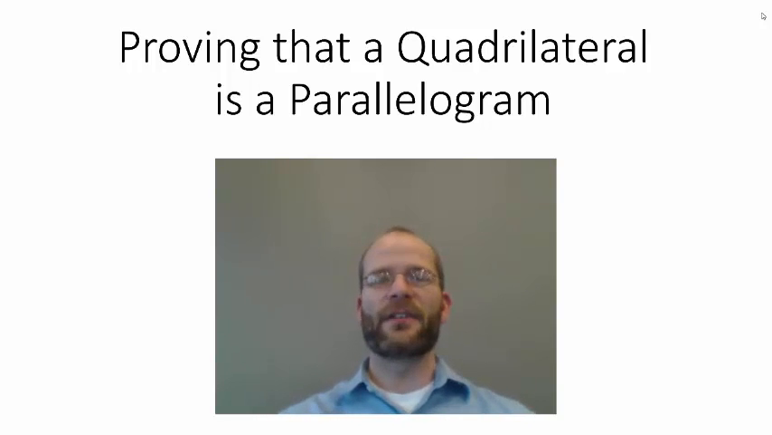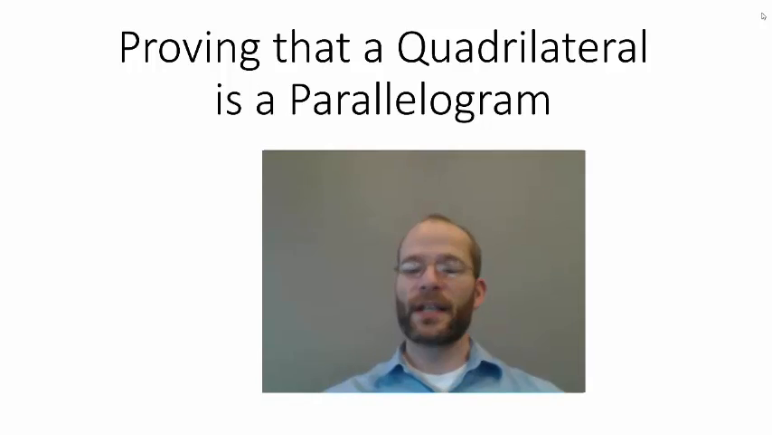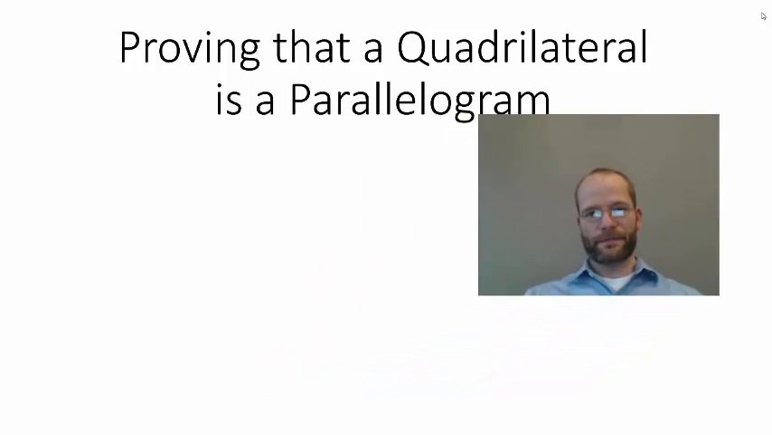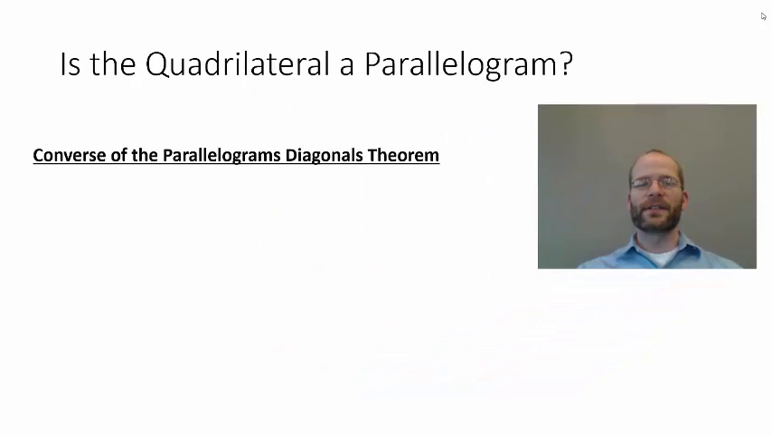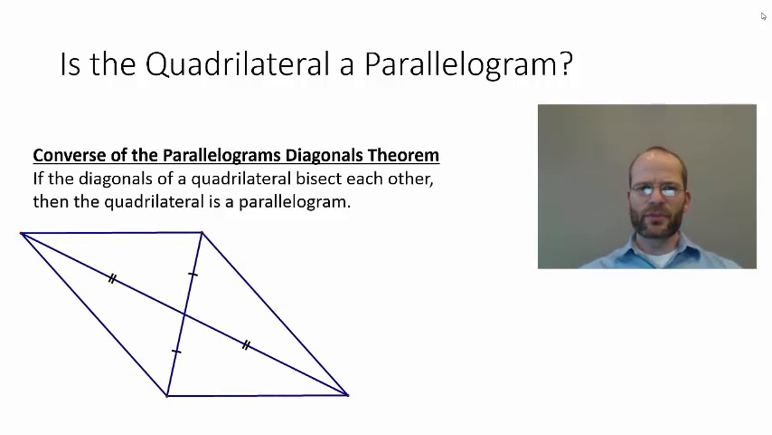There's a number of theorems that we'll look at, and most of those theorems relate to or are the converses of theorems we learned in a prior lesson. So let's look at those. The first one is called the converse of the parallelograms diagonals theorem. We already looked at the parallelograms diagonals theorem. This is the converse. It says if the diagonals of a quadrilateral bisect each other, then the quadrilateral is a parallelogram. Just take a look at that and prove it real quick.